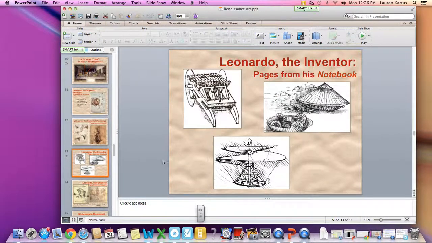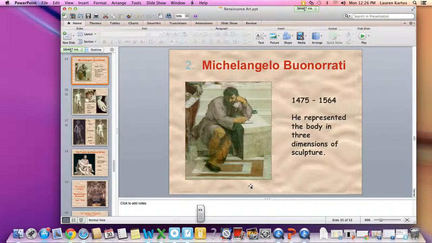He was an inventor. He has hundreds of pages like this. So this bottom picture was his version of a helicopter. And he had this idea about 500 years before we had this idea. So he was pretty smart. Okay, next we have Michelangelo.